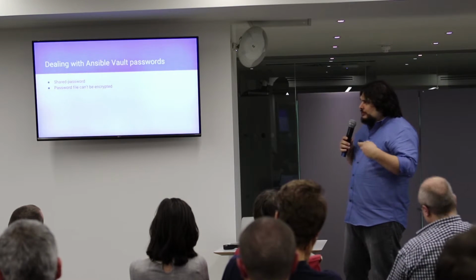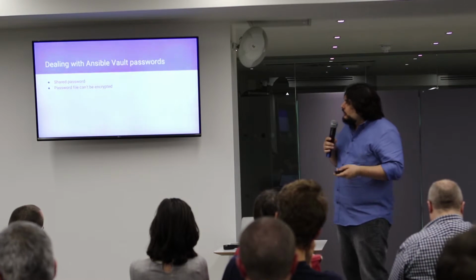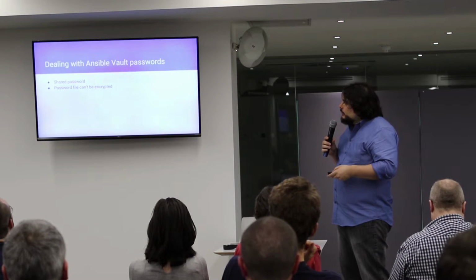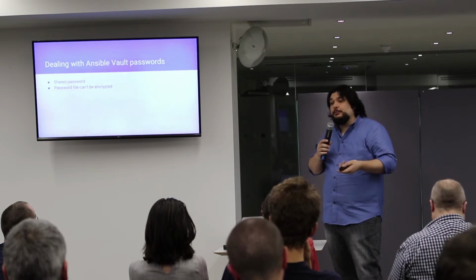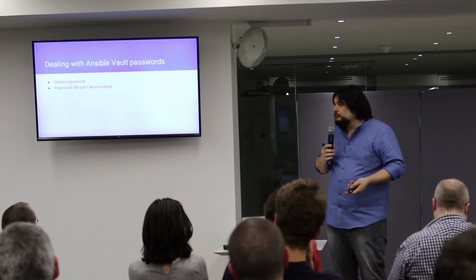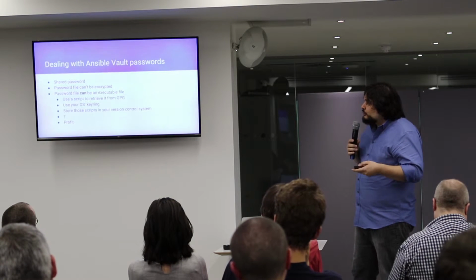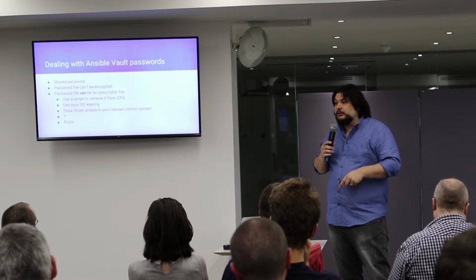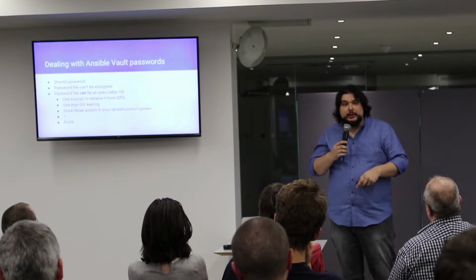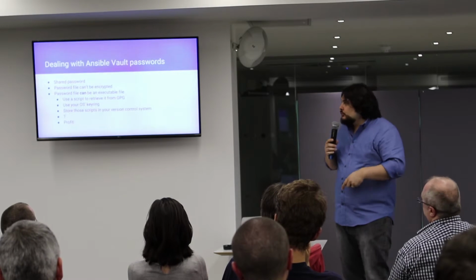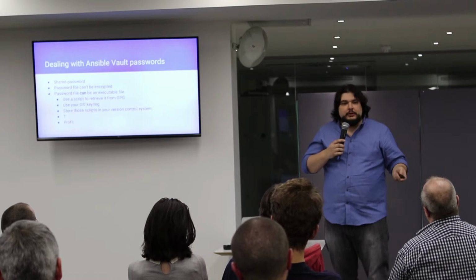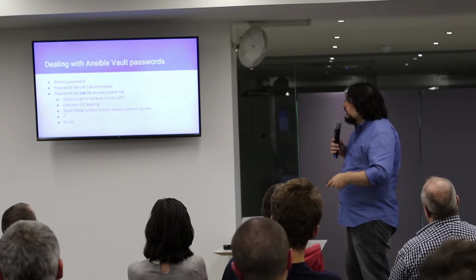So how do we deal with Ansible Vault passwords? It's a shared password, as I mentioned before, and the password file actually cannot be encrypted because Ansible needs to be able to read it, which is a shame. The thing is, the password file can be an executable file. You don't have to leave your password unencrypted for anyone to see. So you just write a script to store it in a GPG file, and then you can get it on the fly.